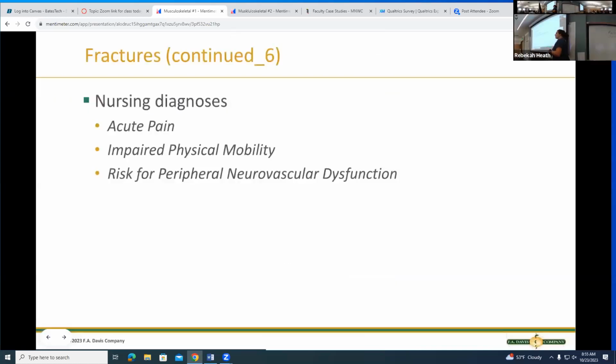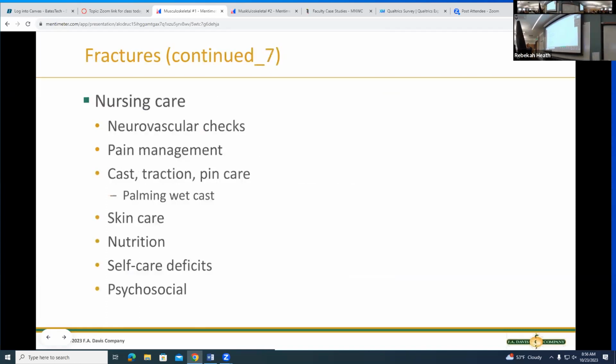So nursing diagnoses, these are different than medical diagnoses. We're going to say, okay, is that acute pain, impaired physical mobility, risk for peripheral neurovascular dysfunction? So what do we do for that patient who's had a fracture? We've talked about neurovascular checks. I want to do pain management. We're going to get more into pain management in a couple weeks. We talked about cast, traction, pin care, palming a wet cast.